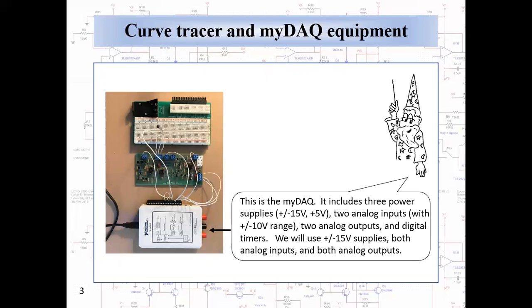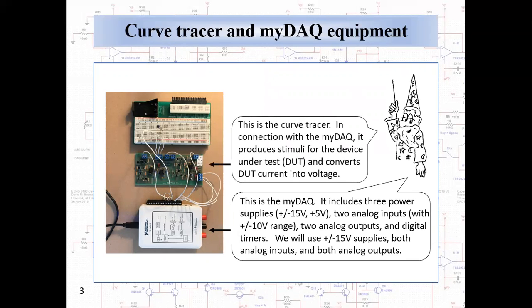Here is our apparatus, our experiment. The module you see here is the myDAQ. It includes 3 power supplies, plus and minus 15 volts and plus 5 volts, 2 analog inputs, 2 analog outputs, and digital timers. For this application, we will use both the plus and minus 15 volt supplies, both analog inputs, and both analog outputs. Now, this circuit board is the curve tracer. In connection with the myDAQ, it's going to produce stimuli for the device under test and will convert the device under test current into voltage.